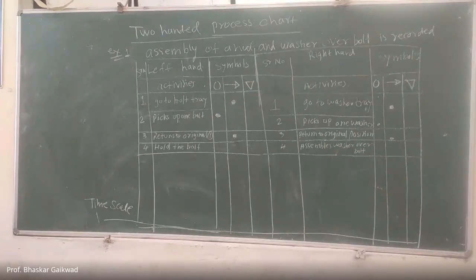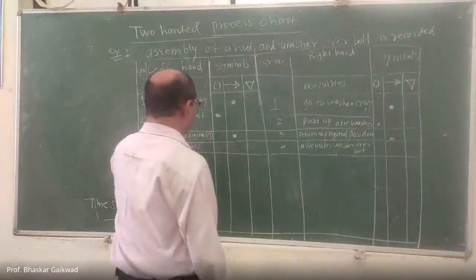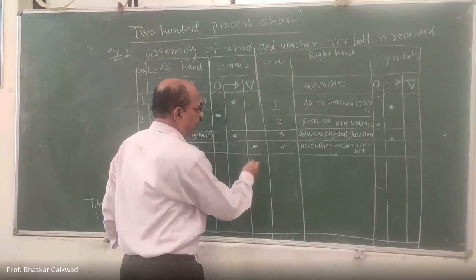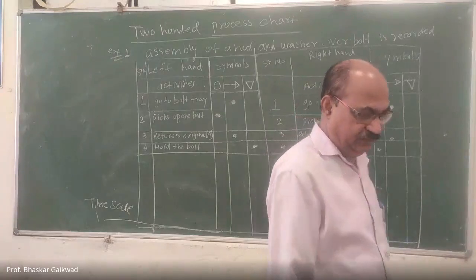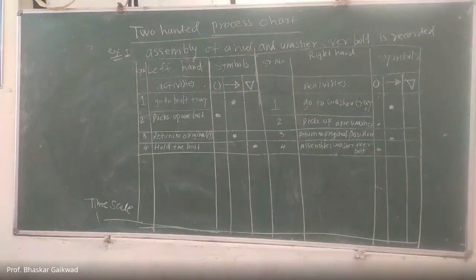So this is the holding of the bolt, this is the delay, and assembly, this is the operation. Hold the bolt, this is the delay, and assembly of the washer, this is the operation. Okay. Now fifth, sixth, seventh, eighth. After that, to the nut tray, pick up the nut and bring it to the assembly position.